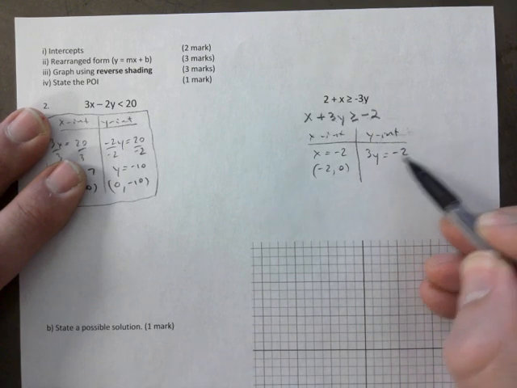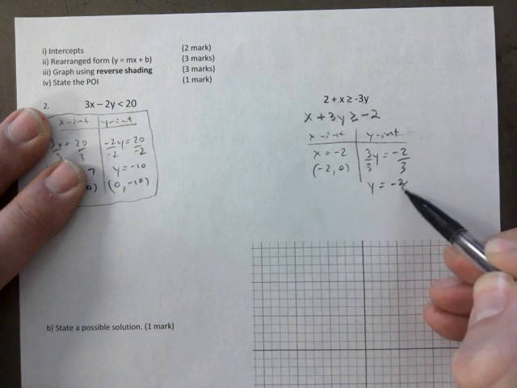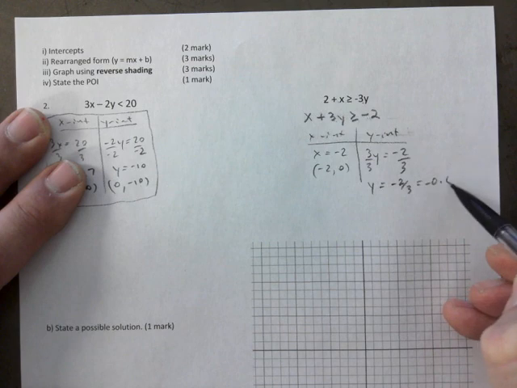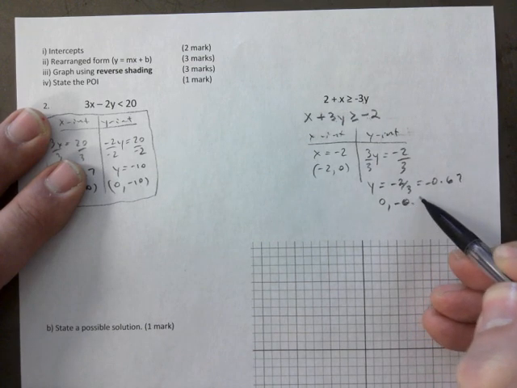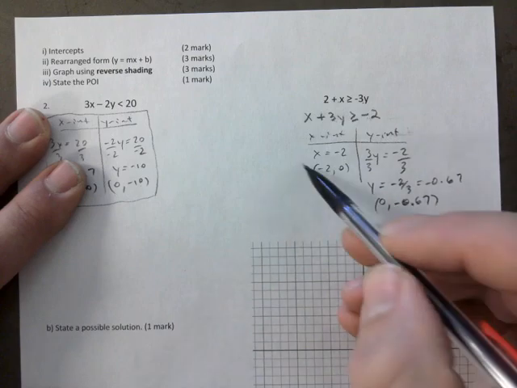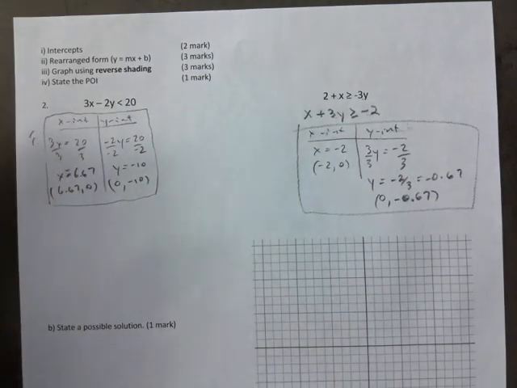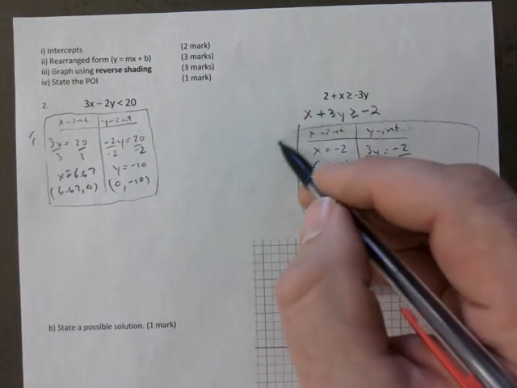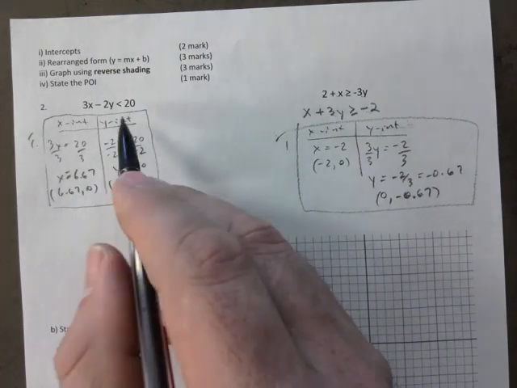3y is equal to negative 2. Divide both sides by 3. Y is equal to negative 2 over 3, which is negative 0.67, right? 0, negative 0.67. You get a mark for that, for figuring that out, okay? So 1 and 1. Rearranging, so we're going to do that next.